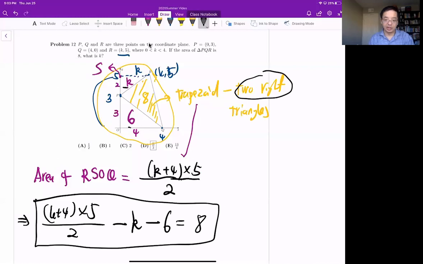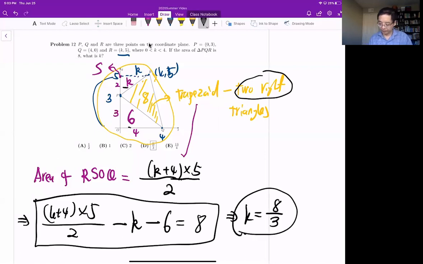Right? So it's the trapezoid minus one right triangle on the top and one triangle on this corner, and you put together. From here, you just solve the equation. You solve the equation, you get K is 8/3.